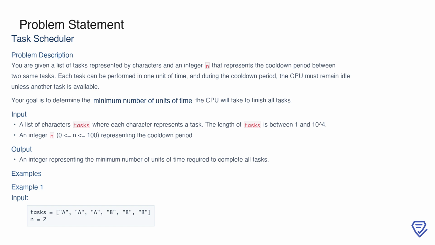For input, you are given a list of tasks as characters, where the length can range from 1 to 10,000, and the cooldown integer n, which falls between 0 and 100. The output should be a single integer representing the total time required.